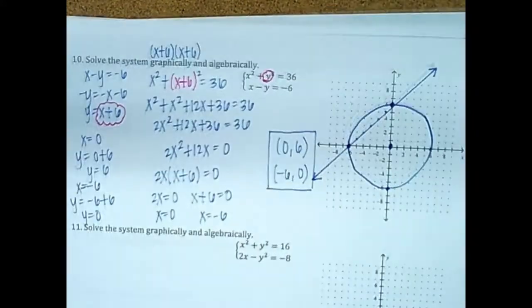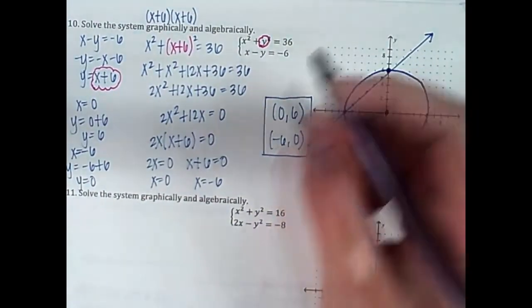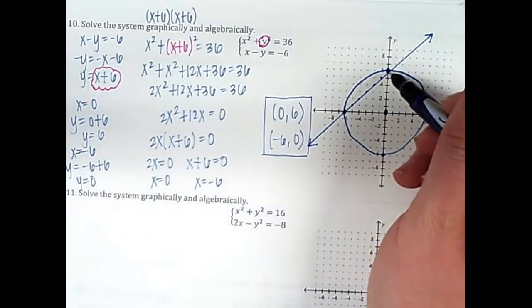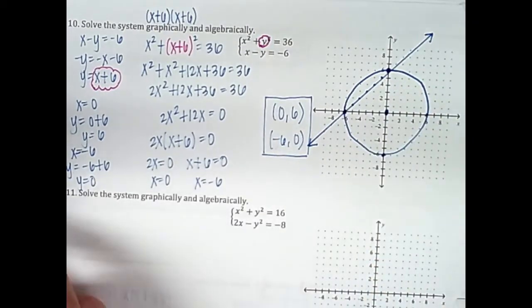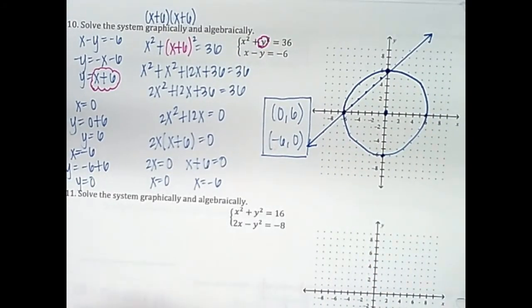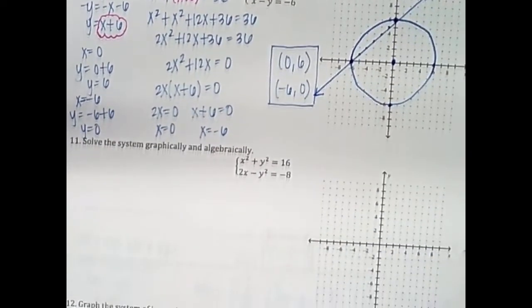And so my graph looks something like this, and I double check. So (0, 6), yep, it intersects there, and (-6, 0), yep, it intersects there. So that does it for number 10. So let's move on to number 11.